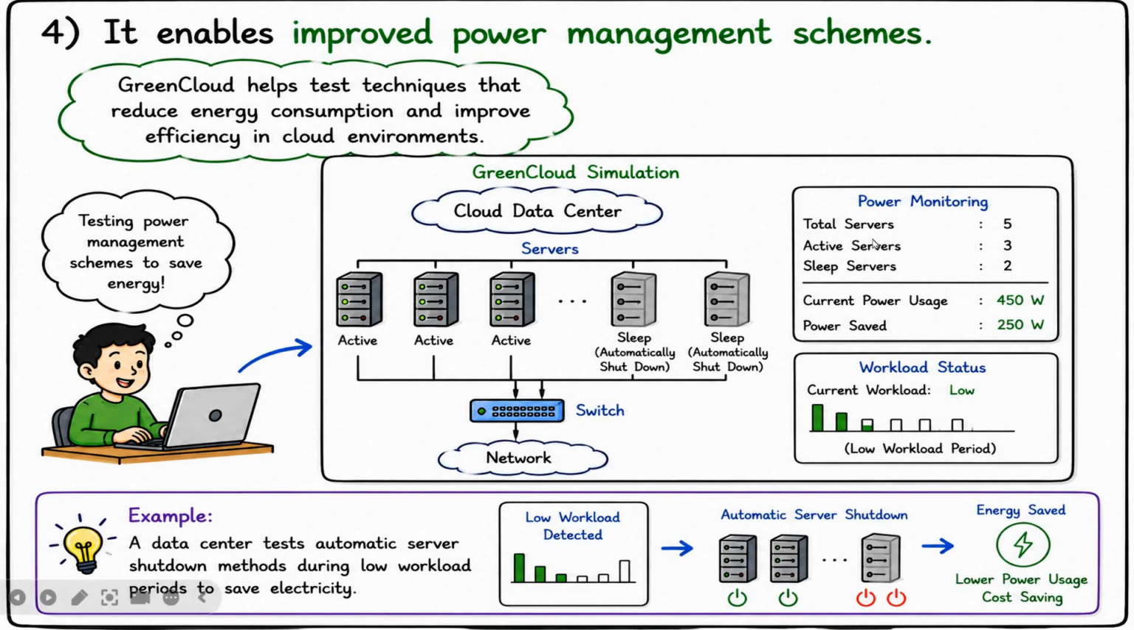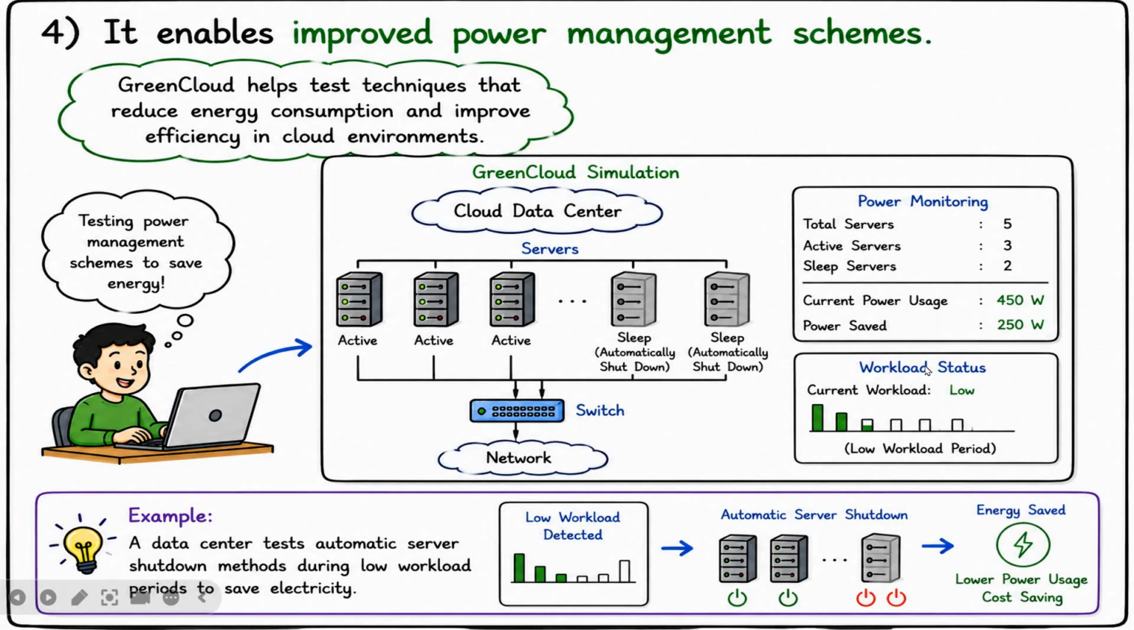efficiency. Now here you have a power monitoring table where there are 5 servers in total. Suppose active servers are 3 and sleep servers are 2. The current power usage is 450 watts, as when 5 servers were used it was 450 watts. Now when we make 2 servers sleep servers, or shut down the 2 servers, there will be power saved. Suppose the power saved is 250 watts.